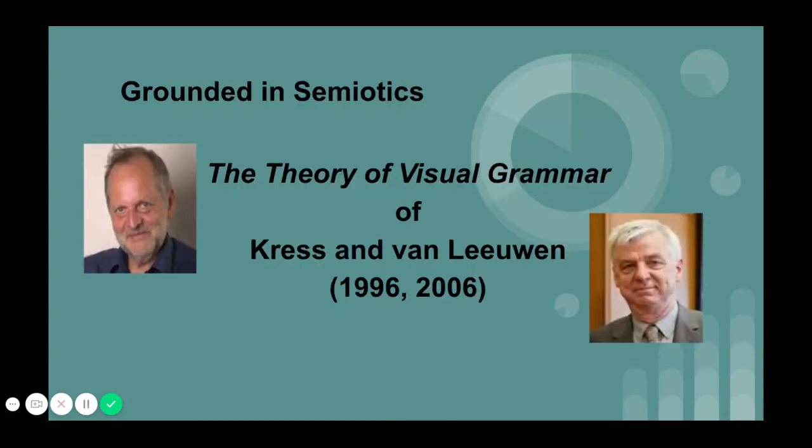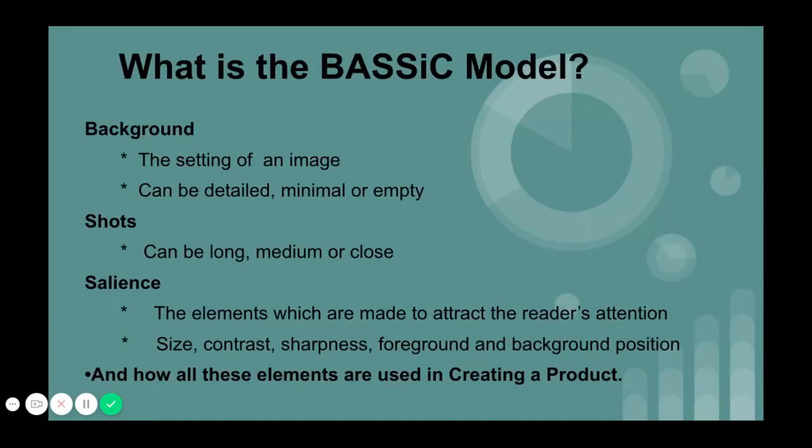Our model is actually grounded in semiotics, specifically the theory of visual grammar popularized by Gunther Kress and Theo van Leeuwen. So what is the BASIC model? The background here stands for the setting of an image. The image can be detailed, minimal, or empty.